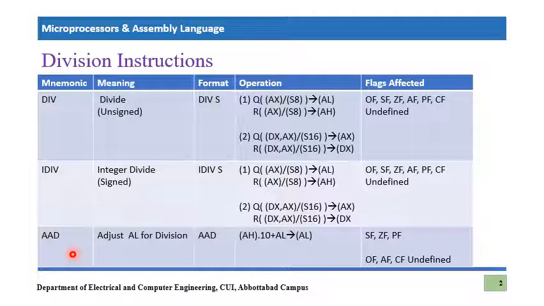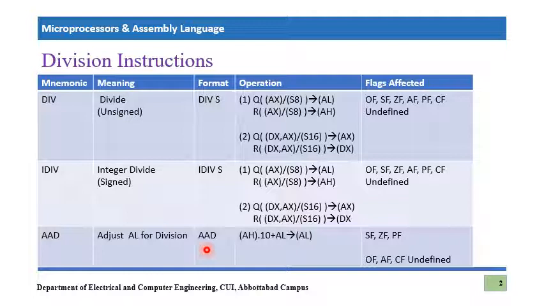One thing which is very important to note here: this instruction should be used prior to division. That means you are setting up your numbers, or your accumulator register, for the division. This adjustment should be used before the IDIV or DIV command. The format is very simple, you just have to write AAD. By default, the accumulator will be adjusted.